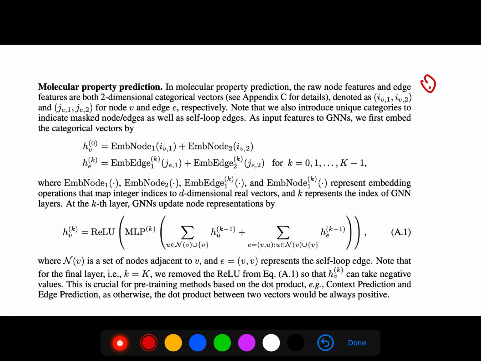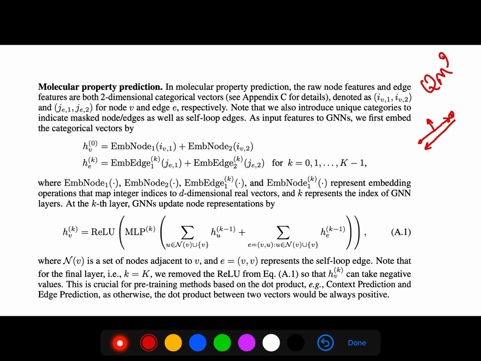By the way, this QM9 dataset is undirected. It means for any two nodes, there is one direction from this node to the other, and the other direction. So make sure that if you want to calculate valence or anything, you don't count anything twice. You count the bond order all at once.